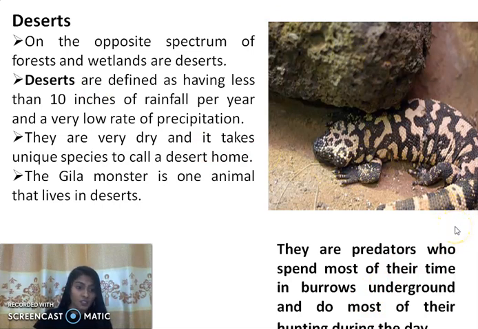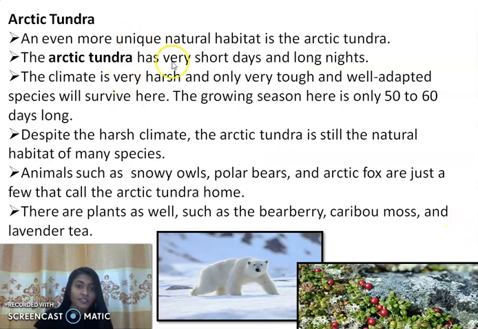So we can see that in the desert there is high temperature and scarcity of trees and water. Desert trees are also there, they are specialized, or they are unique species, we can say that. Next is Arctic tundra, right?